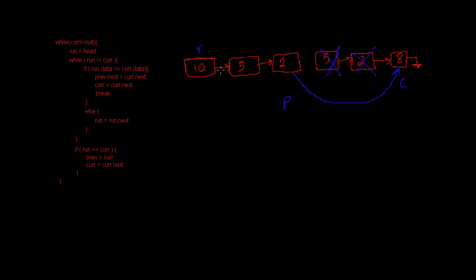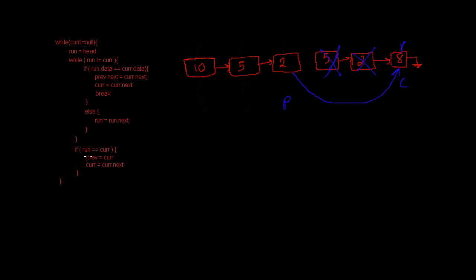Then you check the data, they're not equal, you move on. You check the data, they are not equal, you move on. You check the data, they are not equal, you're gonna move on to the next node, which is gonna be this 8. And now you check to see if runner and current are looking at the same thing. They have the same pointer. Their pointers look at the same node, so I'm gonna get out of this while loop and check this if statement.